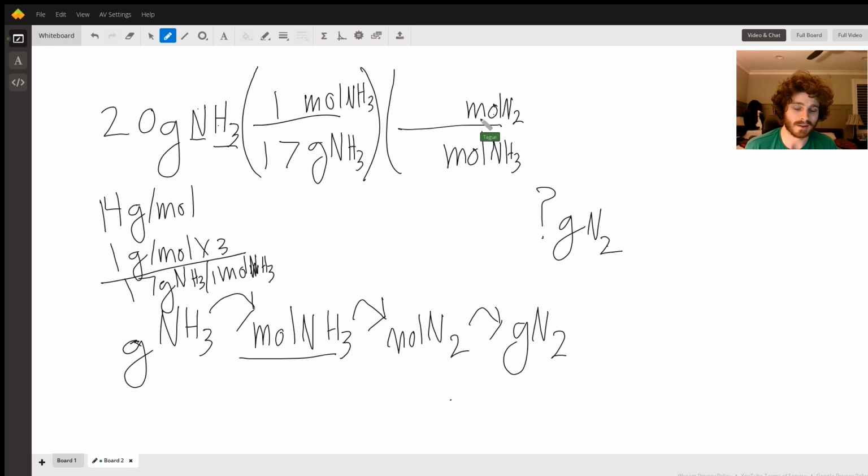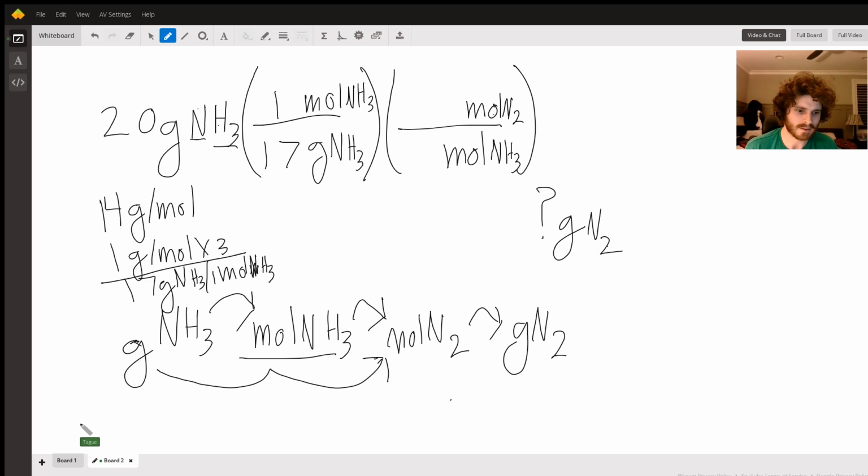And the reason we know we're going in the direction of moles over N2 is because if we were to just stop this right now, these units would cancel, these units would cancel, and we'd be left with moles of N2. And that's not what we're trying to end up with, but that's the direction that we're trying to go in down here, as we see down here.